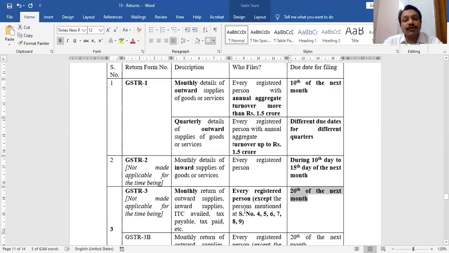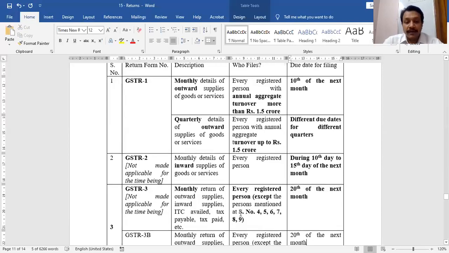So GSTR 3 is a comprehensive form. It asks you to give the details of not only outward supply, but also inward supply, GST payable, ITC availed, etc. It asks for monthly information. It is applicable to every registered person except 6 special people, written at serial numbers 4, 5, 6, 7, 8, 9. The due date is 20th of next month. But this form is not yet made applicable in India.